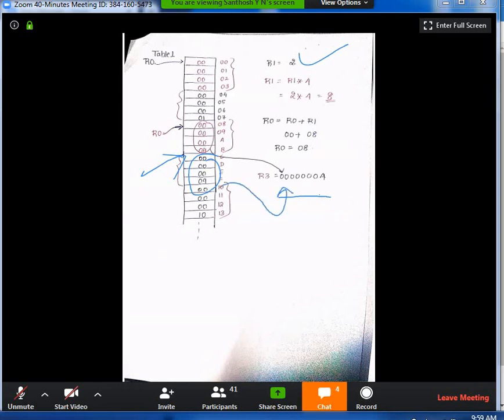If instead of 3 I had taken 4, then 4 into 4 is 16. What is 16 in hexadecimal? 10. So R0 contents will become 10 and this data will be loaded into R3. Is it understood now? Understood, everyone? Yes or no? Yes, sir.